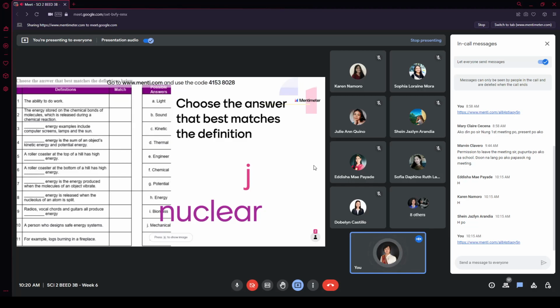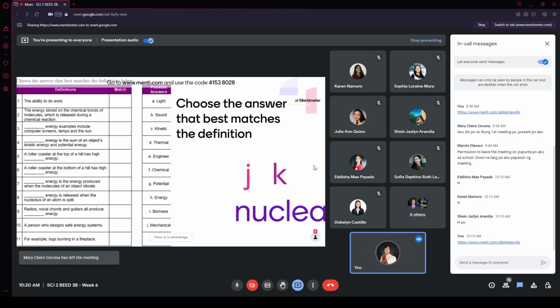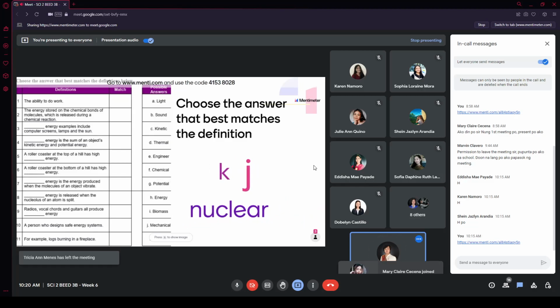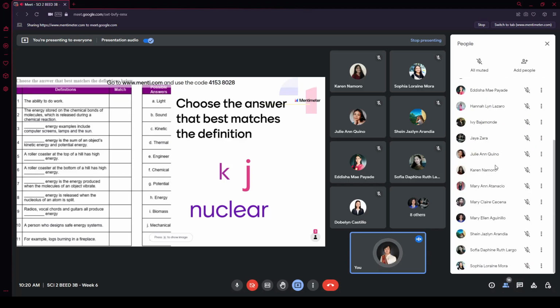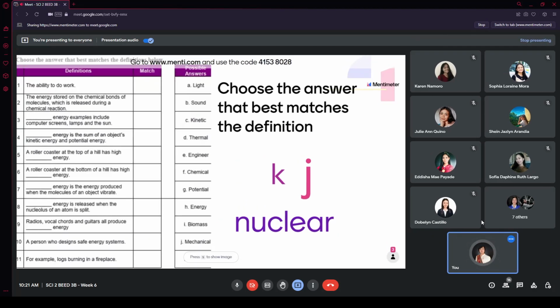So what should be our answer here? K, nuclear. Okay, any other? We only have 3 students who are participating. What about the rest? So we have how many students in the 14? I'm expecting more participants or participation.